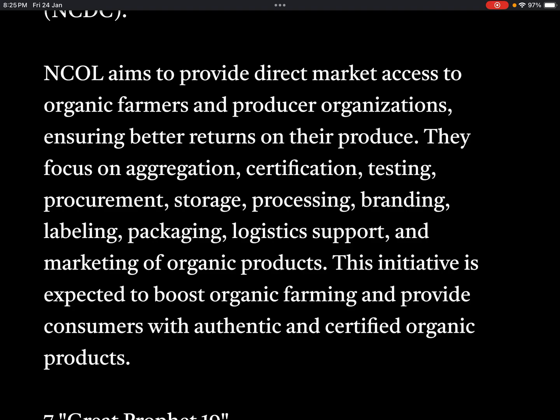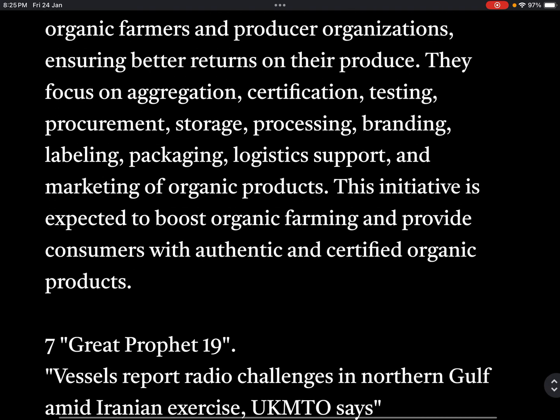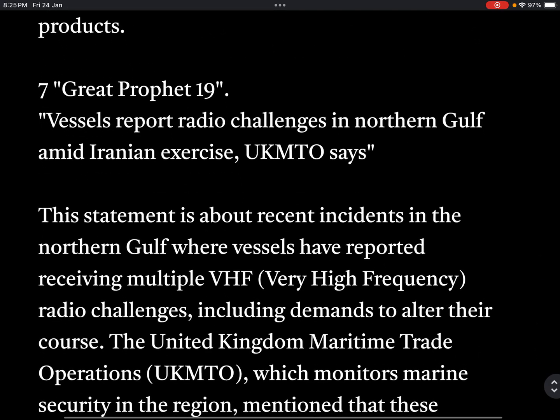That means if you are a farmer, you have no access to all the branding, packaging, marketing things. So this multi-state society will help each and every farmer in this process of marketing, branding, packaging. So farmers can concentrate on their farming, and all the rest will be taken care of by this authority. Very good. Then the next point is Great Prophet 19.